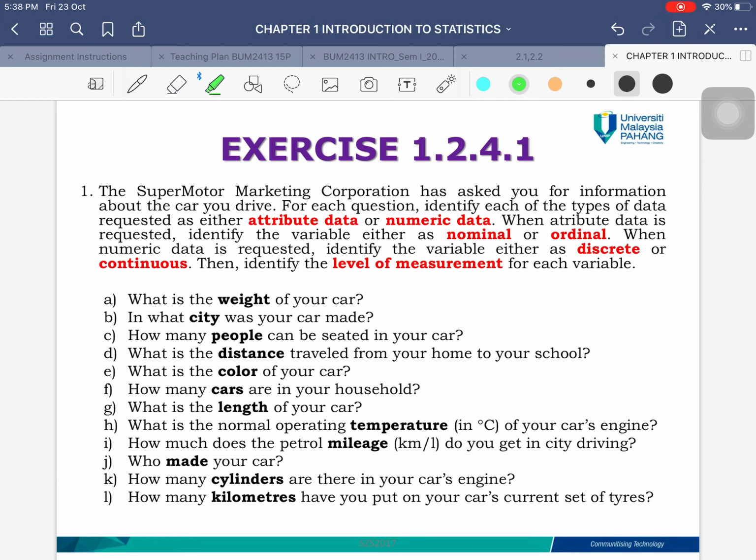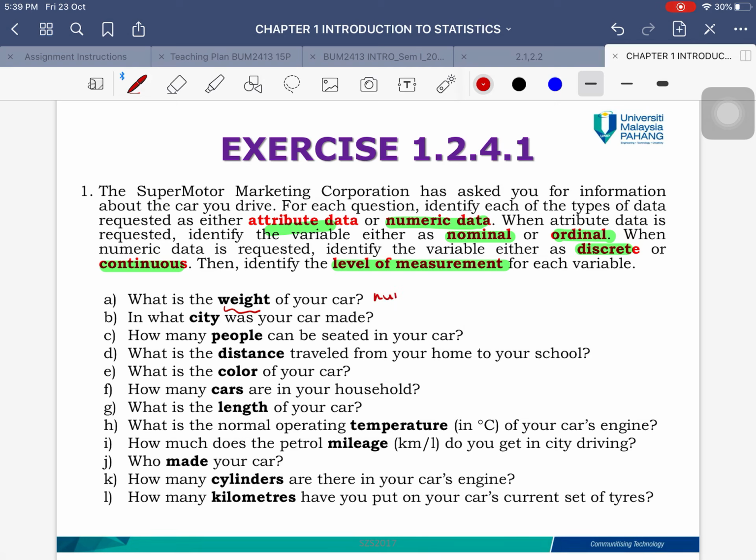Again, try to do this. What the question asks you to do is, for each question, identify the type of data requested as either attribute or numeric. Remember, attribute is just another name for qualitative, and numeric is just another name for quantitative. It's actually the same thing. When the data is attribute, or qualitative, you have to tell whether it's nominal or ordinal. And if it's numeric, you have to tell whether it's discrete or continuous. And then we're going to identify the level of measurement for each variable. I'll show you 2 examples and then you proceed on your own.